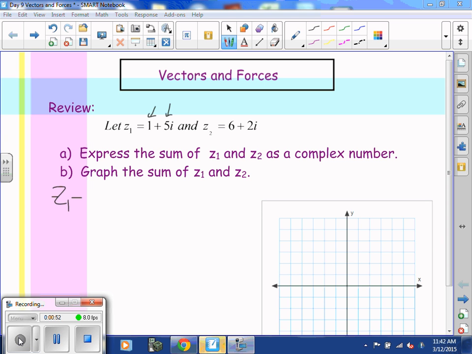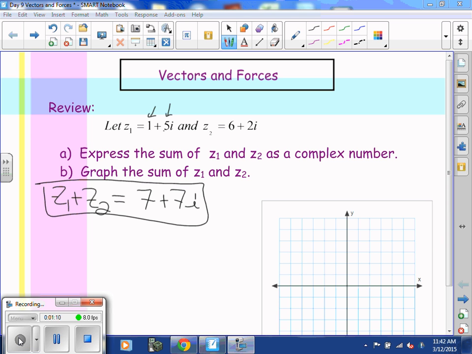So we'll take z1 plus z2. I don't think we have to do too much work. What's 1 plus 6? 7. Great. And what's 5i plus 2i? 7i. Great, there's our sum. Add the reals with the reals, imaginaries with the imaginaries.